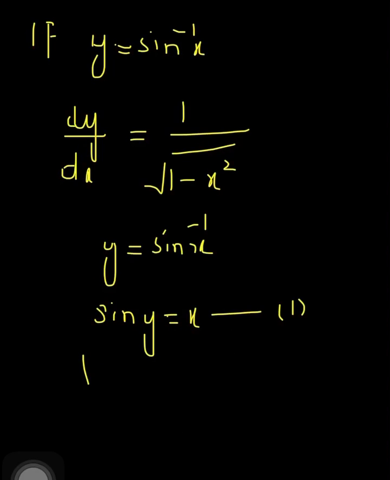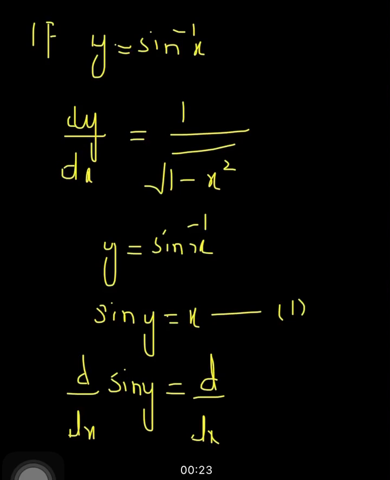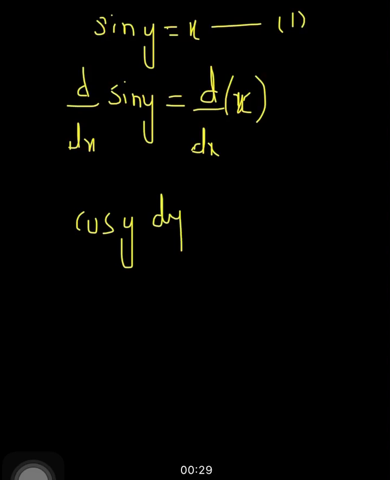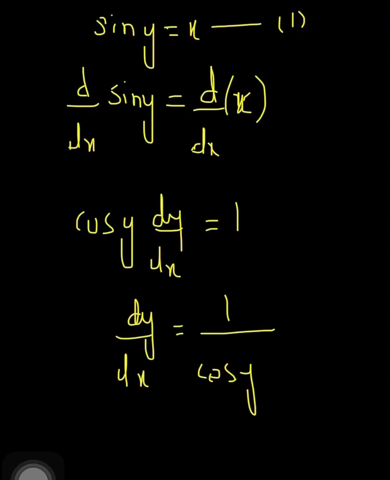Now in the next step, I take the derivative on both sides. So d over dx of sine y equals d over dx of the function x. The result is that the derivative of sine y with respect to x is cos of y times dy over dx, and the derivative of x with respect to x is 1. So I can say that dy over dx equals 1 over cos y.